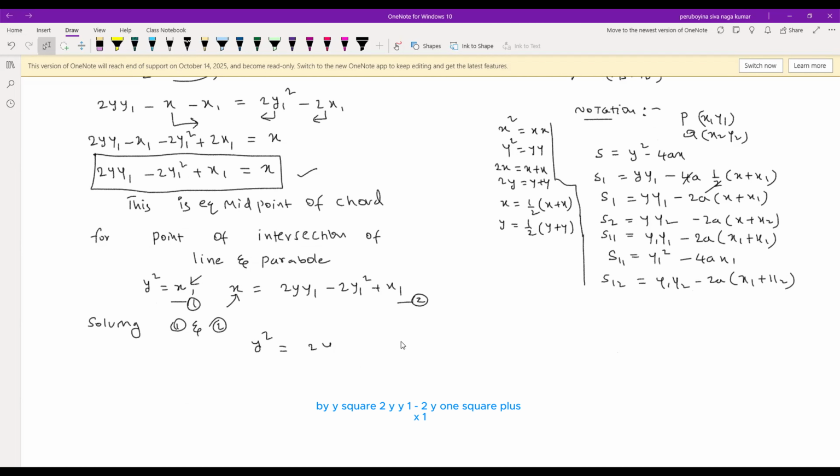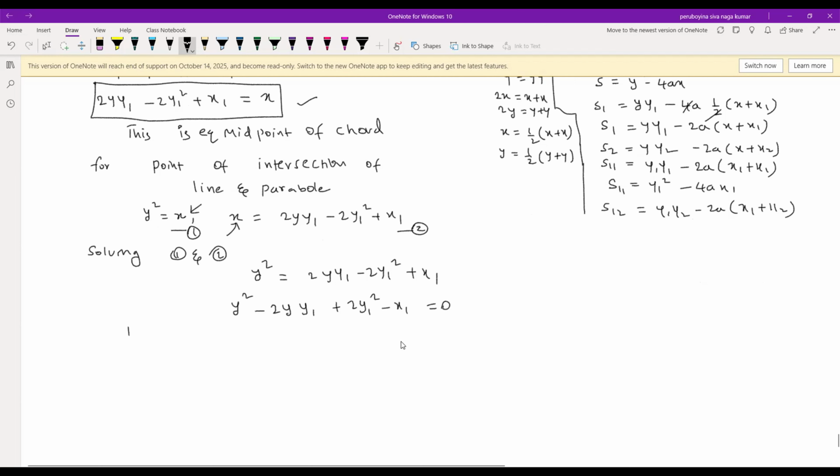2y1 minus 2y1 square plus x1. Moving on the same side: y square minus 2y y1 plus 2y1 square minus x1 is equal to 0. This is a quadratic equation in terms of y. So it has two different roots.